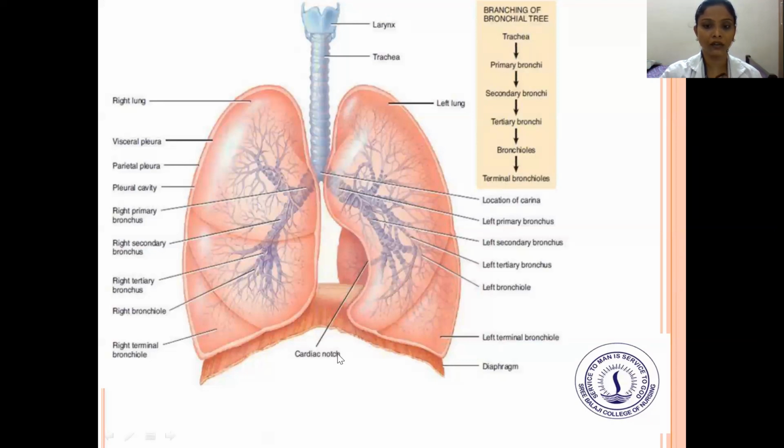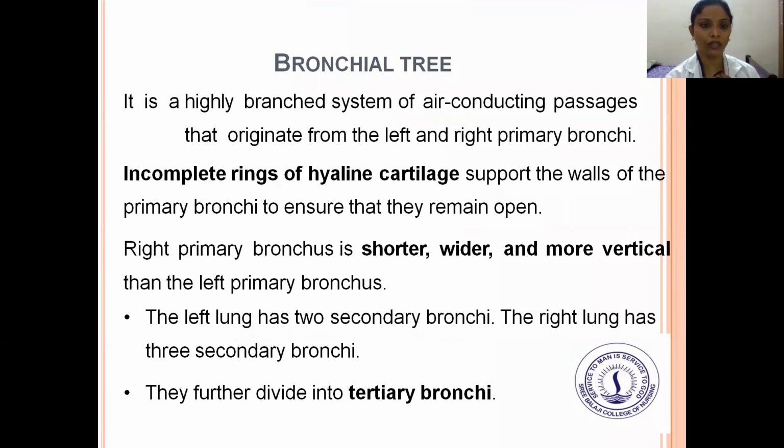You can see a cardiac notch. So you can see the left side and the right side, which is in turn attached to the diaphragm. What is the bronchial tree?